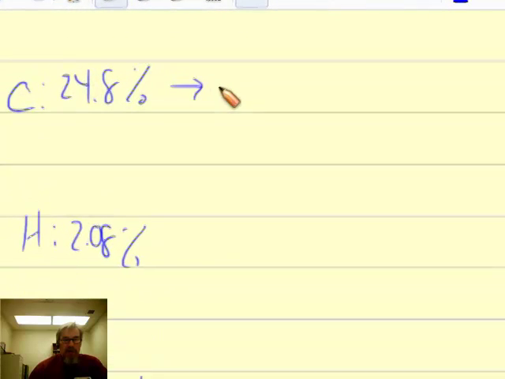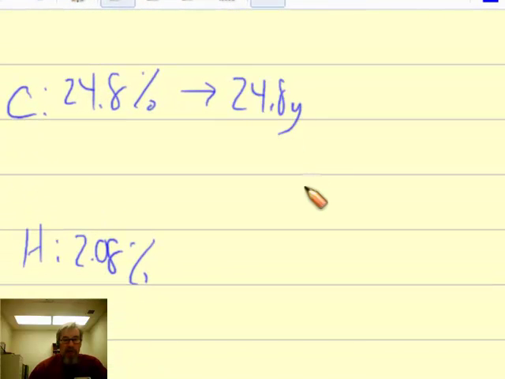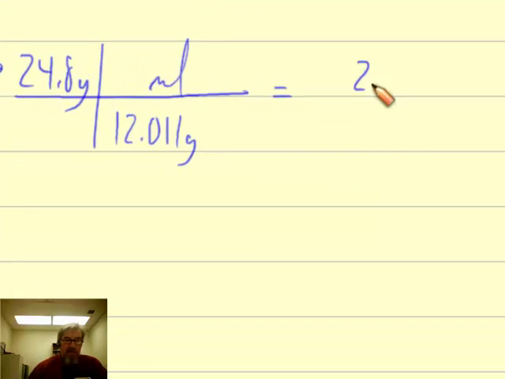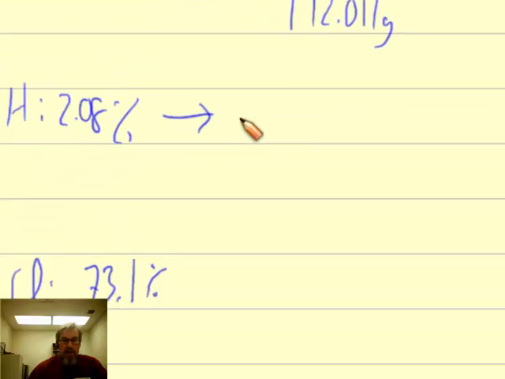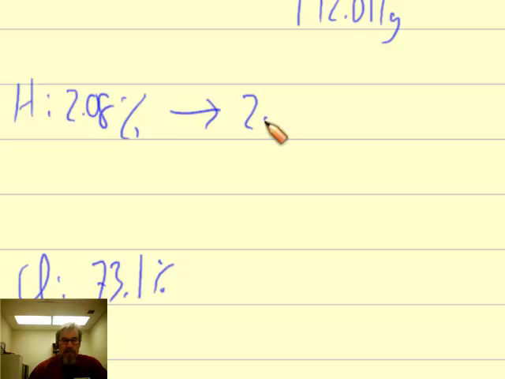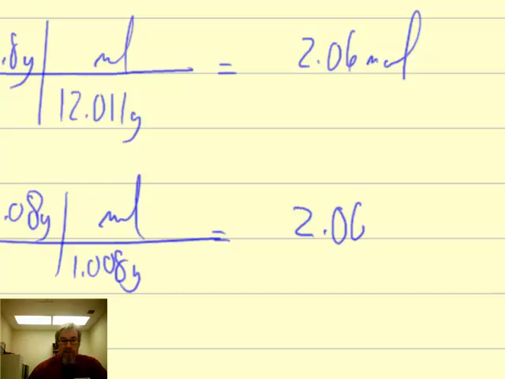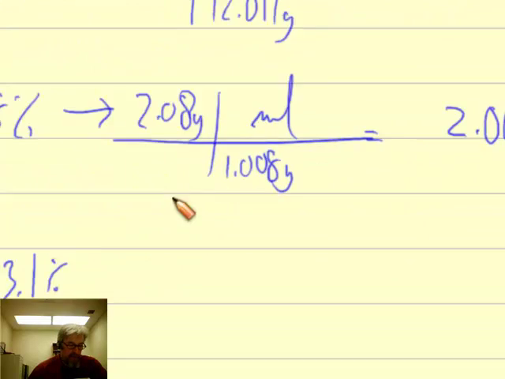Try this one. Okay, here's our starting point. 24.8% carbon, again, means 24.8 grams if you just assume a 100 gram sample. So to change this into moles, we divide by 12.011 grams per mole, which is carbon's molar mass. This gives us 2.06 moles. For hydrogen, 2.08% means 2.08 grams. Hydrogen's molar mass is 1.008 grams per mole, and so we end up with 2.06 moles again.